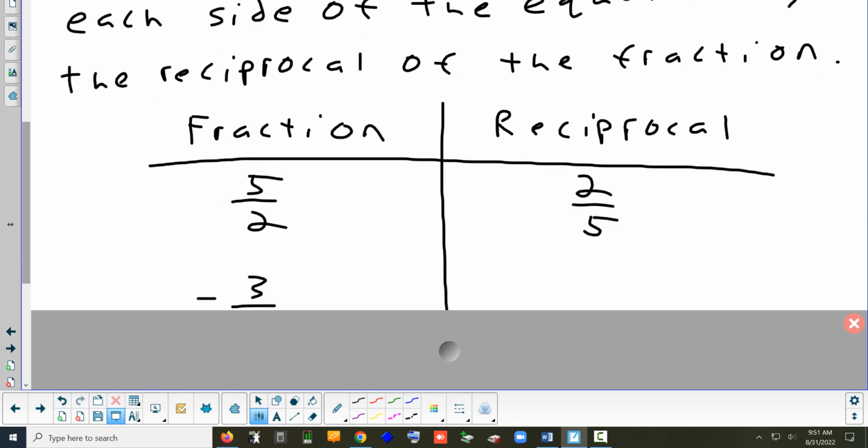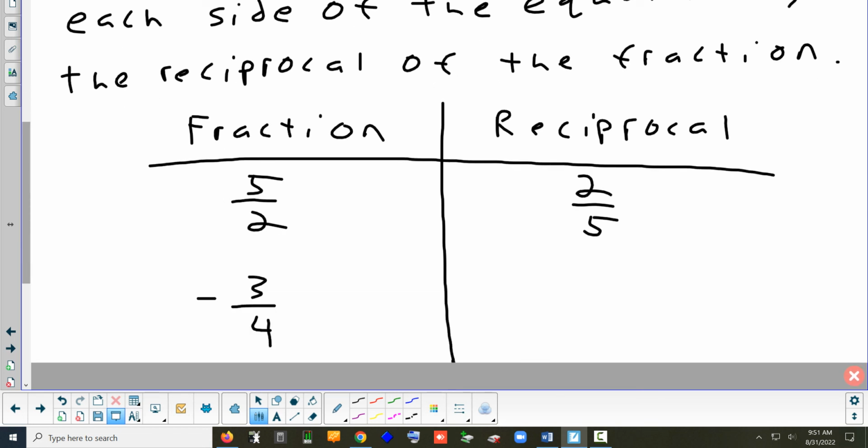How about if we had -3/4? If that was in front of a variable and we had to solve, what number are we going to end up using when we solve it? Yep. -4/3. You're going to use -4/3. Very good.